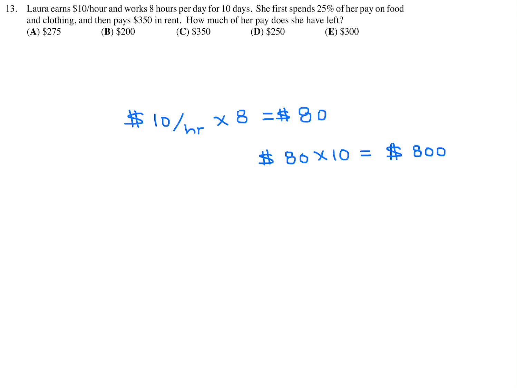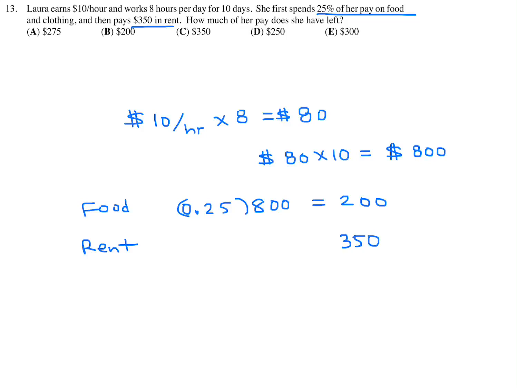Then what she does is she spends 25% on food. So 25% of that $800 she spends on food, which is $200. And then she spends $350 on rent. So this was food, and this is rent, $350. And they're saying how much does she have left. Well, the total was 800. Subtract how much she spent on food, subtract how much she spent on rent, and that should give you your final answer, and that is 250. So the answer to number 13 is D.